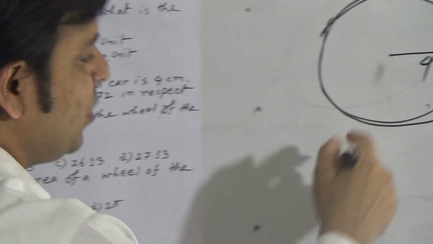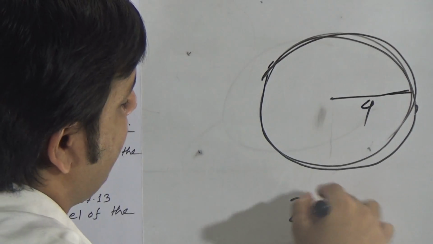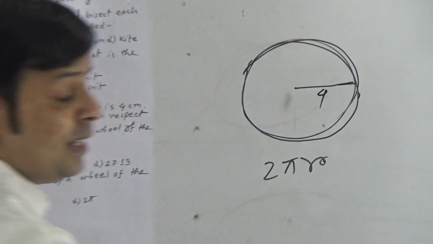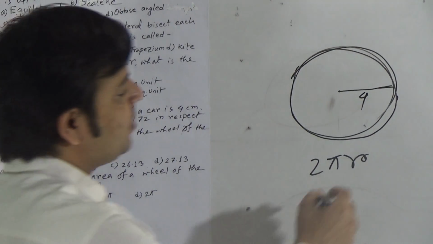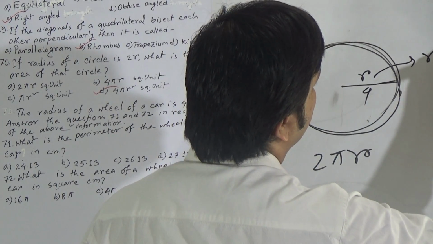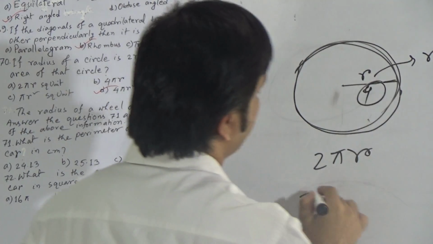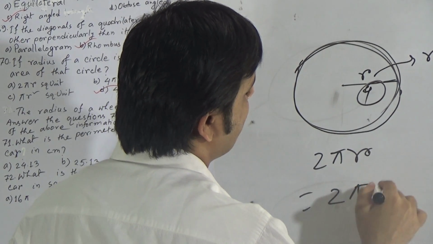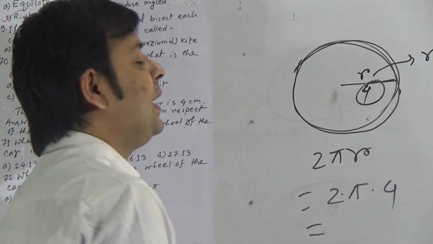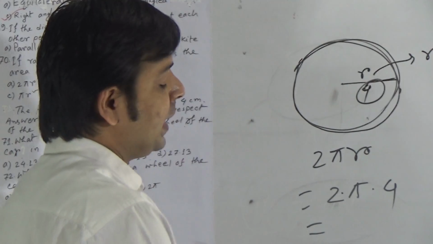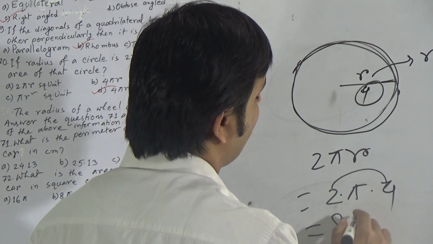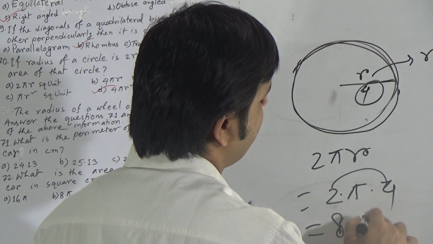Dear students, you know the formula of determining perimeter of a circle, that is 2 pi r. Here r means radius. So radius is 4 here. So put the value, 2 into pi into 4, as radius is 4. So we can calculate here. If we multiply 4 and 2, it will be 8 multiplied by pi.